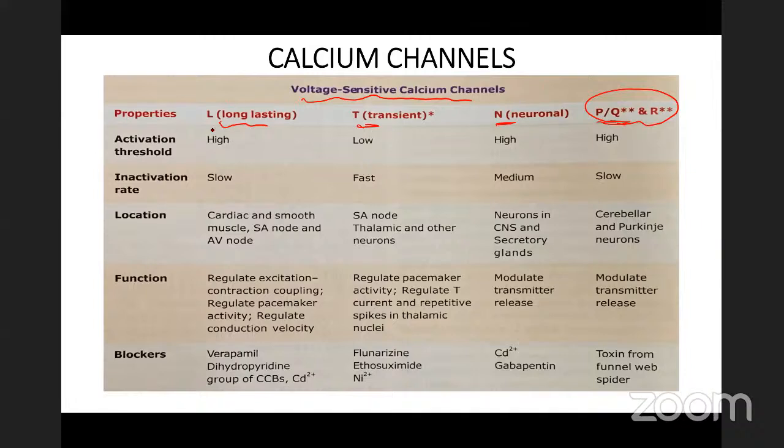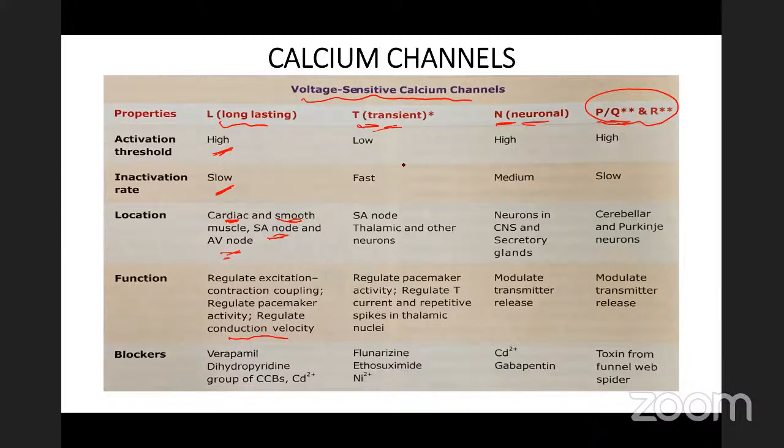The activation threshold for L type calcium channels is high, and the rate of inactivation is slow. What is the location of this L type of calcium channel? It is mainly located in the cardiac muscle, smooth muscle of the blood vessels, SA node and AV node. What is the function in the cardiac muscle? It increases excitation-contraction coupling and contractility. In the smooth muscle of the blood vessels, it causes contraction of the blood vessels. In the SA node, it regulates the pacemaker activity. In the AV node, it increases the conduction velocity.